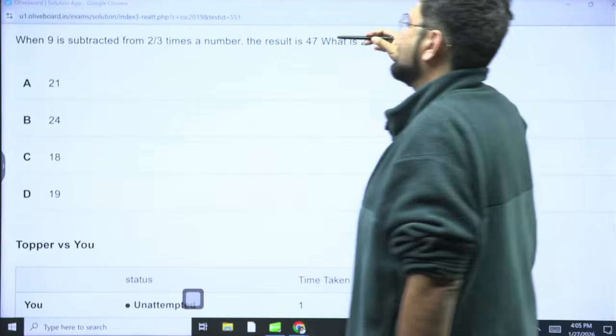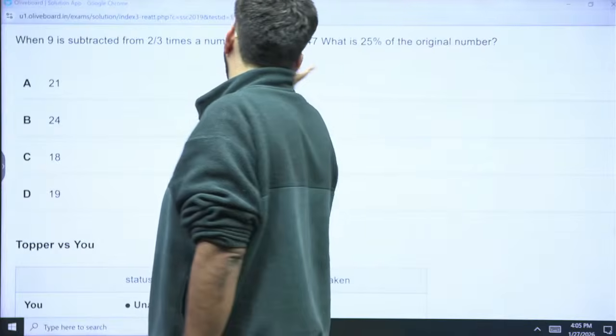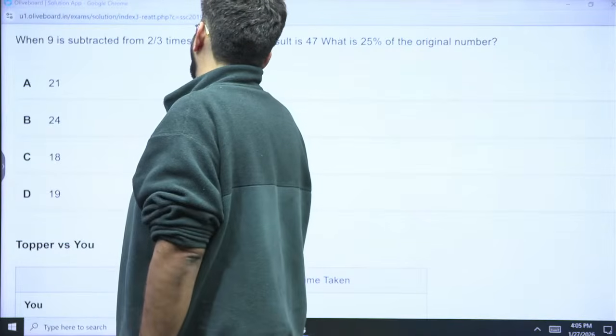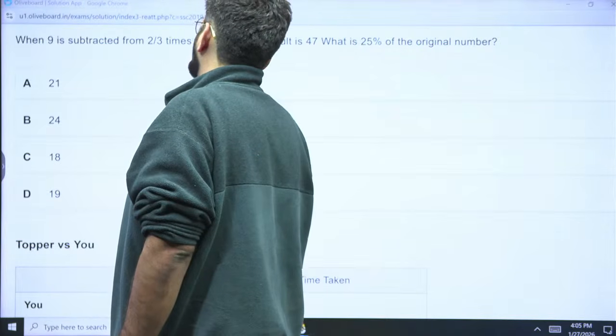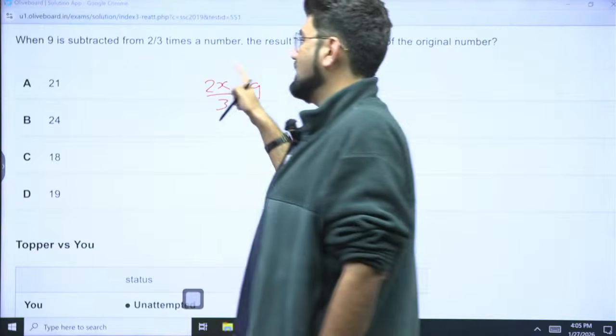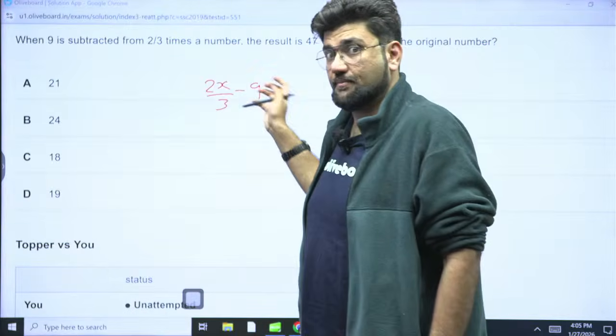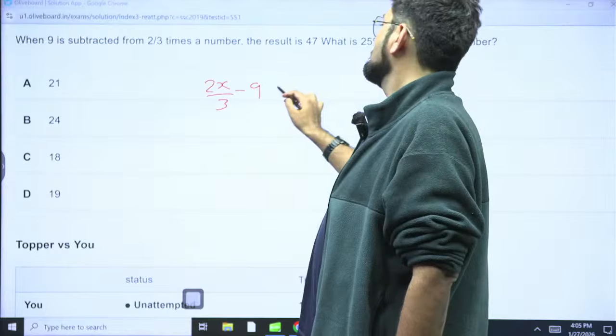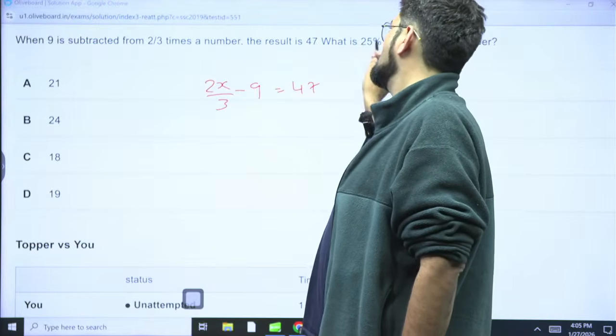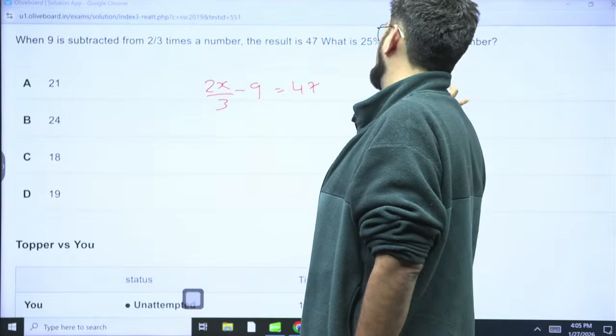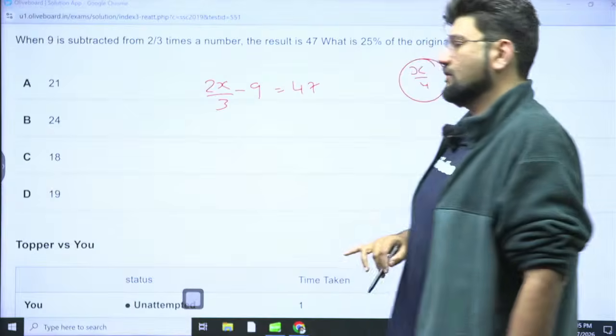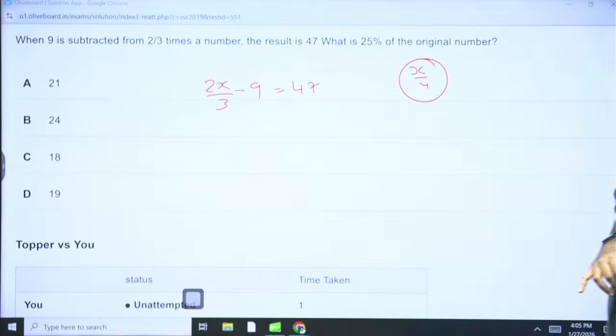So when 9 is subtracted from 2 by 3 times a number, we are looking for that original number. So that is x. 2x by 3, 9 is subtracted from this. So 9 minus 2x by 3 is not going to make sense. Subtracted from, I hope you know that language. Result is 47. So what is 25% of the original number? That means we are looking for the value of x by 4.